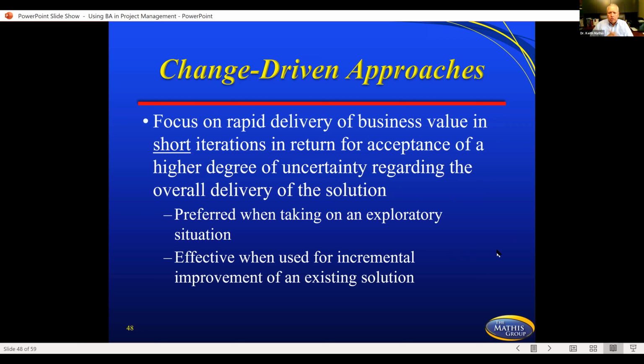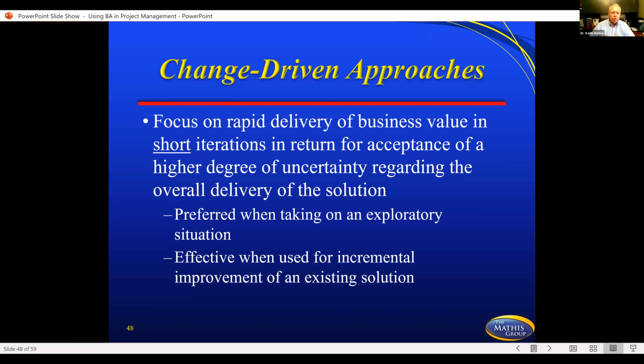And so when we talk about Agile or Scrum, we're talking about change-driven approaches. This allows you to make changes and allows the customer to make last-minute changes, and it's really good for an evolving scope, okay? So the focus is on rapid delivery of business value in short iterations in return for acceptance of a higher degree of uncertainty regarding the overall delivery of the solution. It's preferred when taking on an exploratory situation. It's effective when used for incremental improvement of an existing solution.